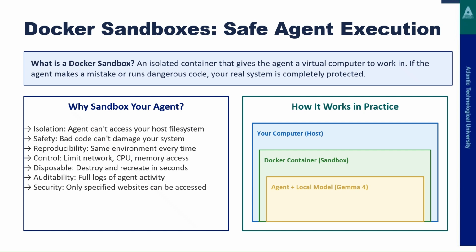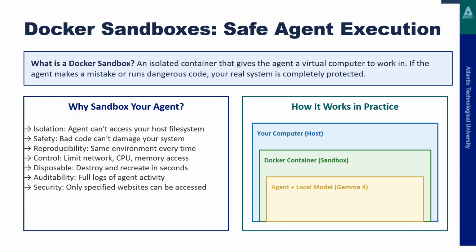With Docker, we're allowed to limit the network and the resources that the sandbox is using. So things like the CPU, we can limit the memory usage that it has. It's a disposable thing, so these containers, you can basically destroy it and then recreate it at the click of a button. And with Docker, we have full logs of what the agent is doing, so we get that automatically. We have this audit trail, and in terms of accessing the internet, only specified websites can be accessed.